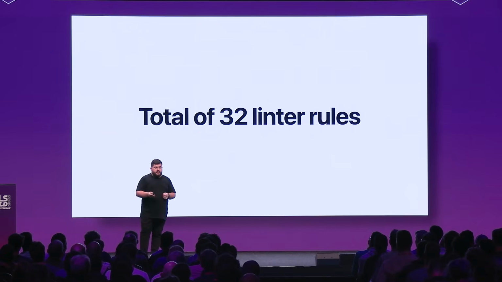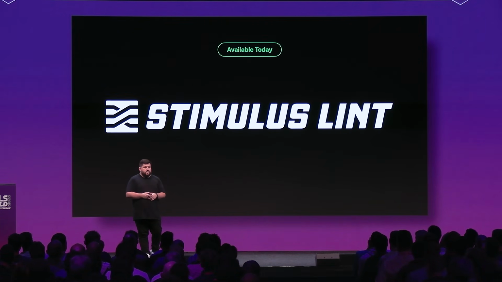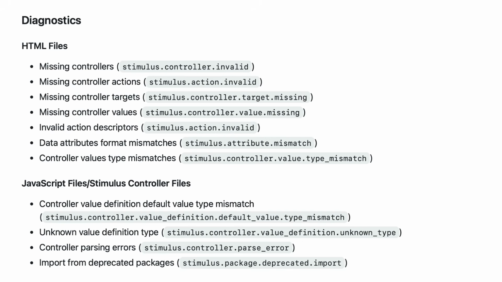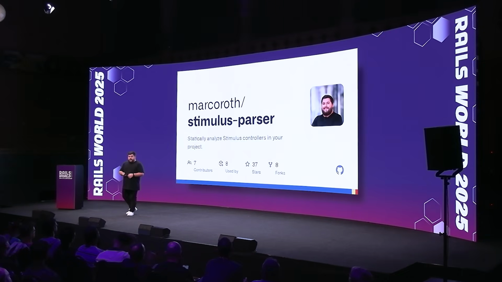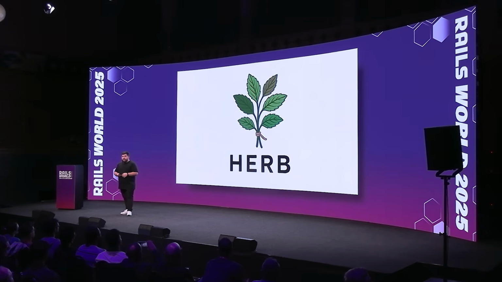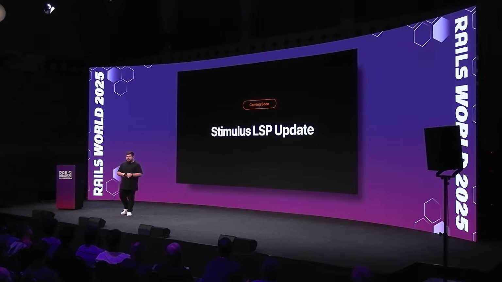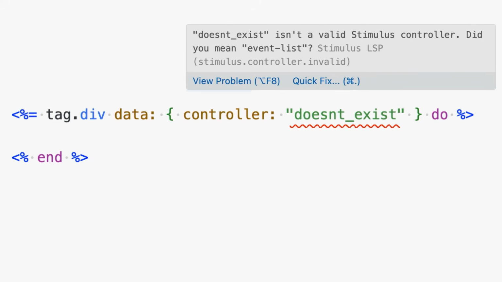Then in the same realm, we now have a Stimulus Lint package too, which is specifically for Stimulus rules, which we are shipping today. The Stimulus LSP had these diagnostics built into the language server, but they weren't really accessible outside of it. Stimulus Lint extracts those now using Herb, and it can run these diagnostics independently. It's built using the Stimulus Parser project and is now using Herb going forward. So we are going to have a Stimulus LSP update very soon, so you can also get annotations on ERB tag helpers.